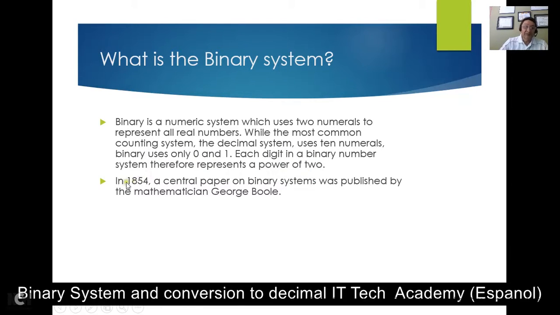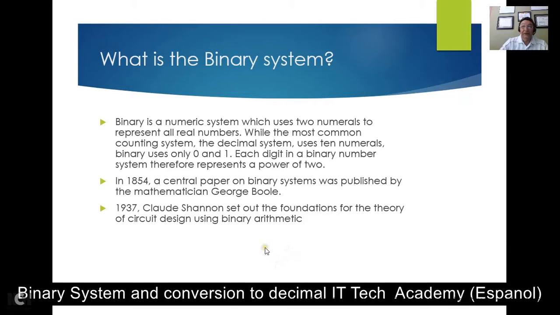Let's go and check a little bit of the history. In 1854, the central paper of the binary system was published by the mathematician George Boole, and this corresponds to the famous Boolean algebra. When you start talking about the AND, OR tables, true and true, true or true, you always get an answer of one value, true or false.